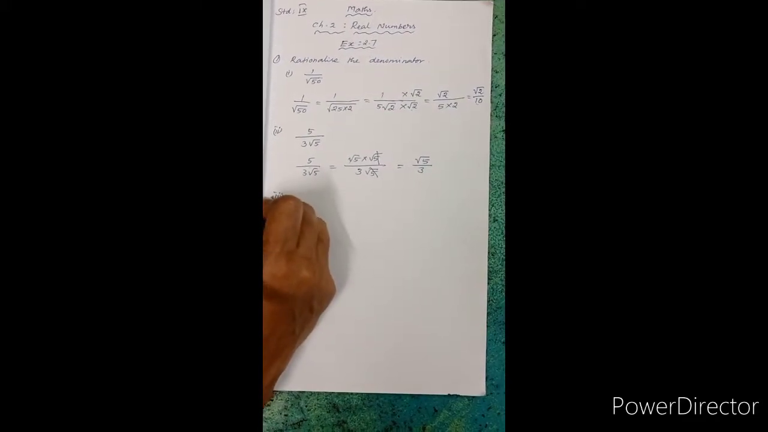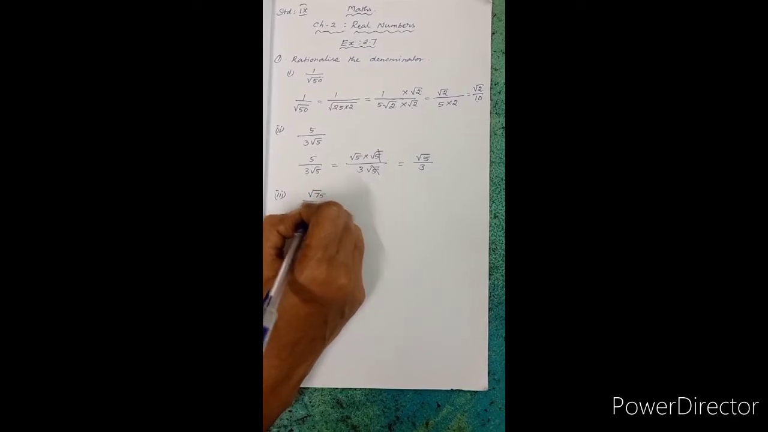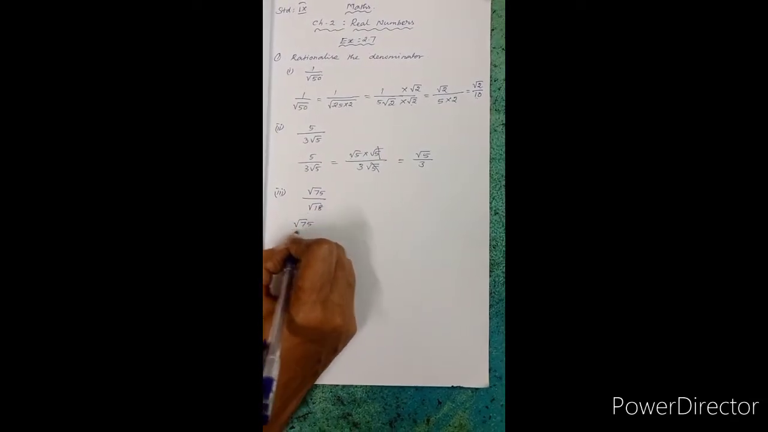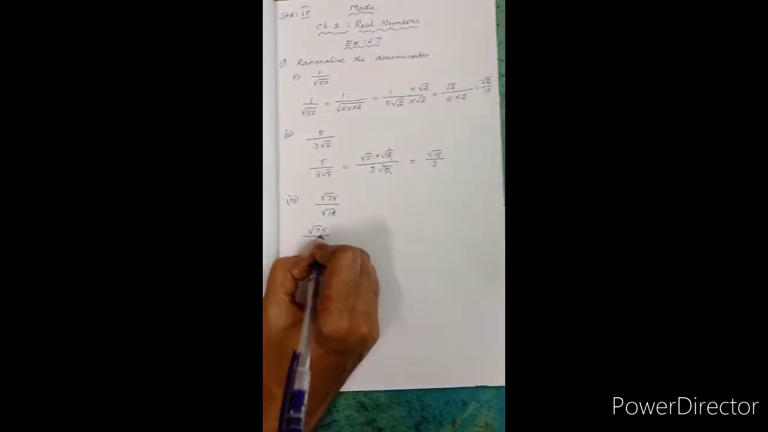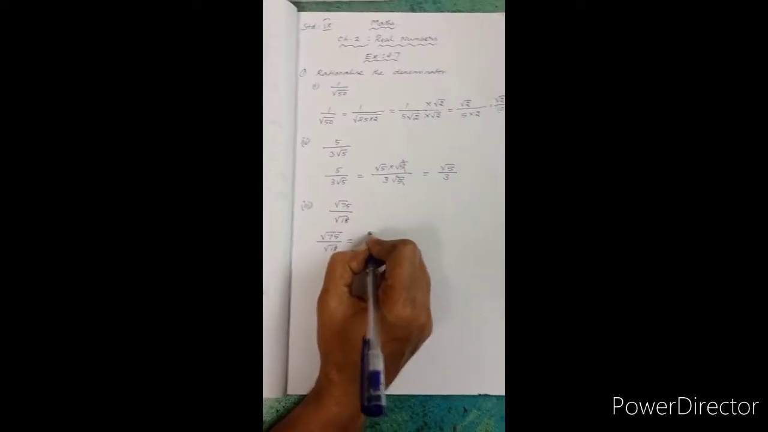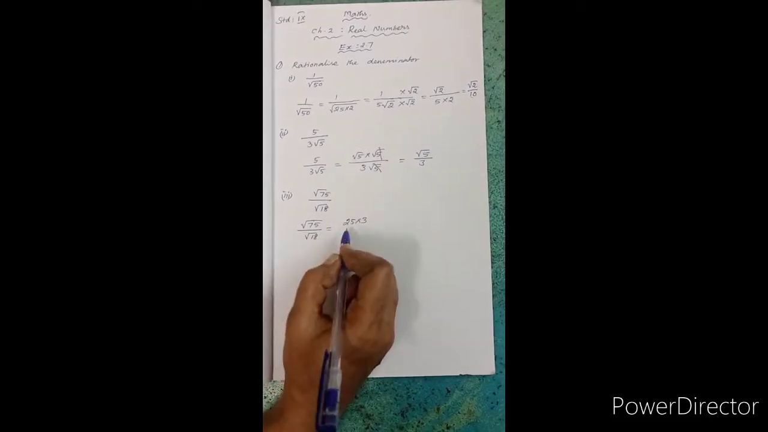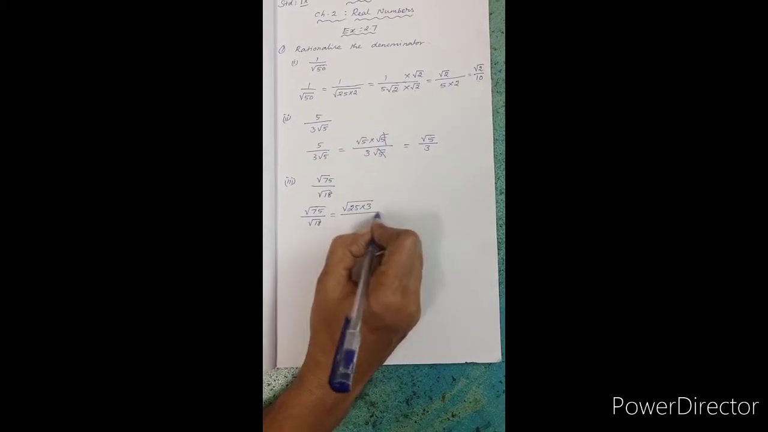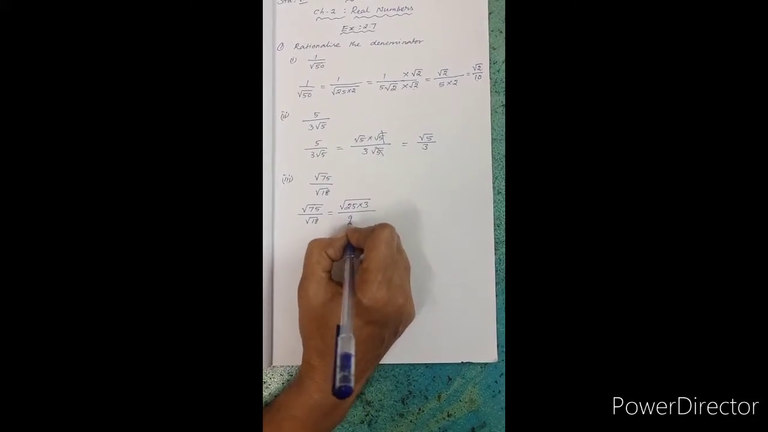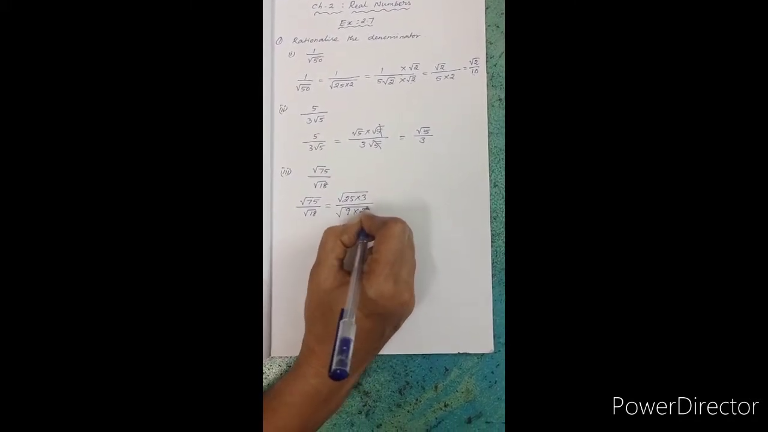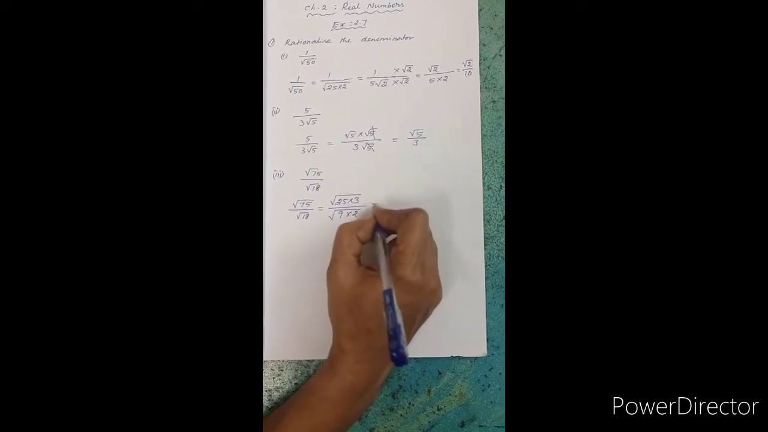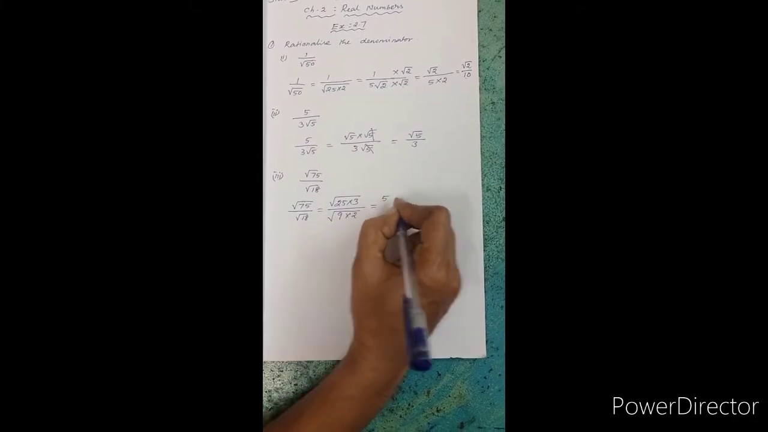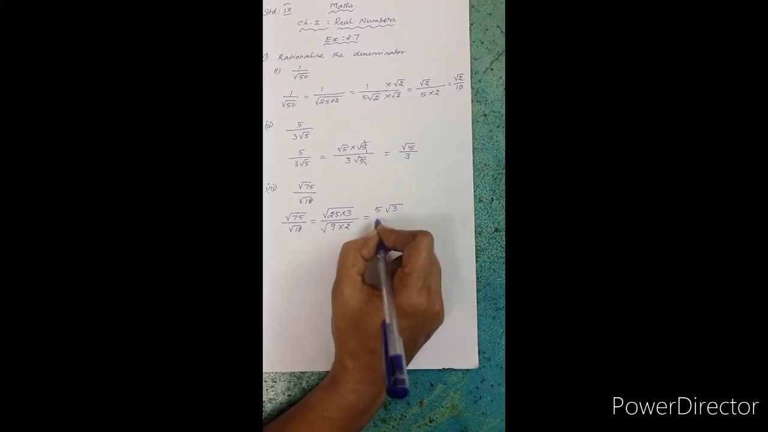Third subdivision, root 75 divided by root 18. Root 75 can be written as one perfect square number, 25 into 3. We should write it within the root. 18 can be written as 9 into 2. That also within this root. 25 is a perfect square number. Therefore square root of 25 is 5. Numerator is 5 root 3.